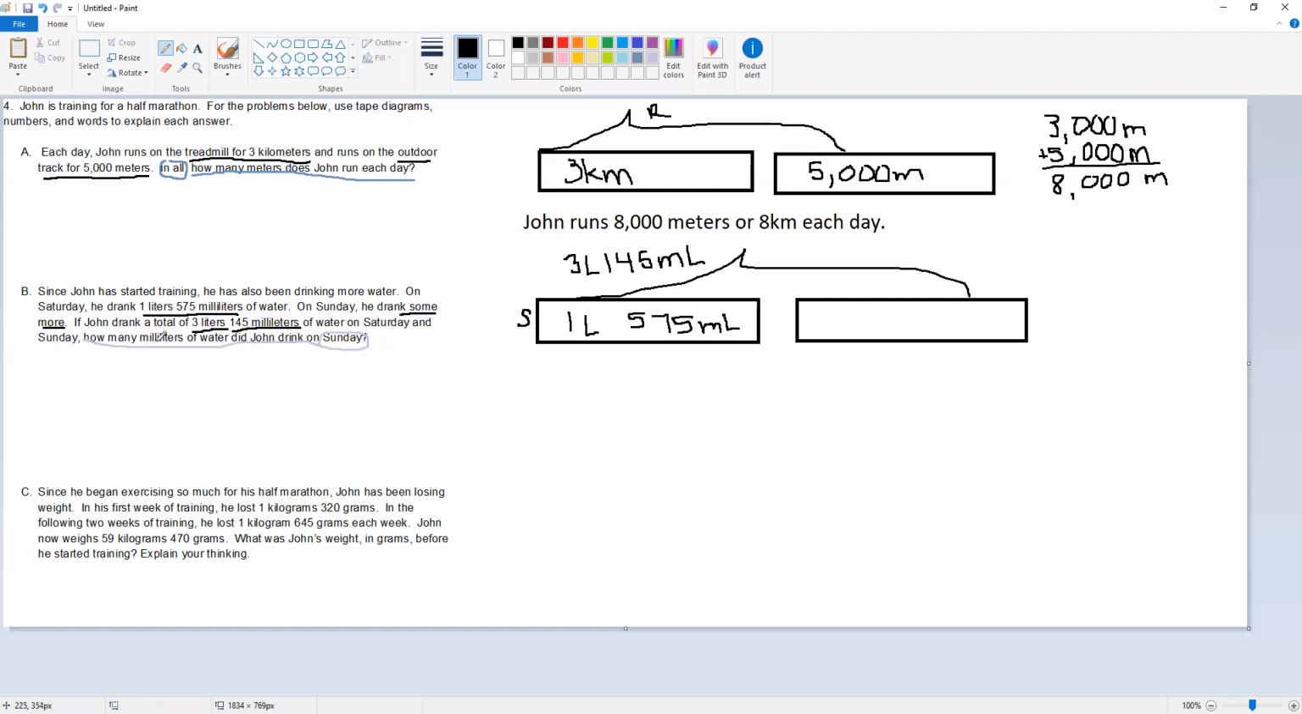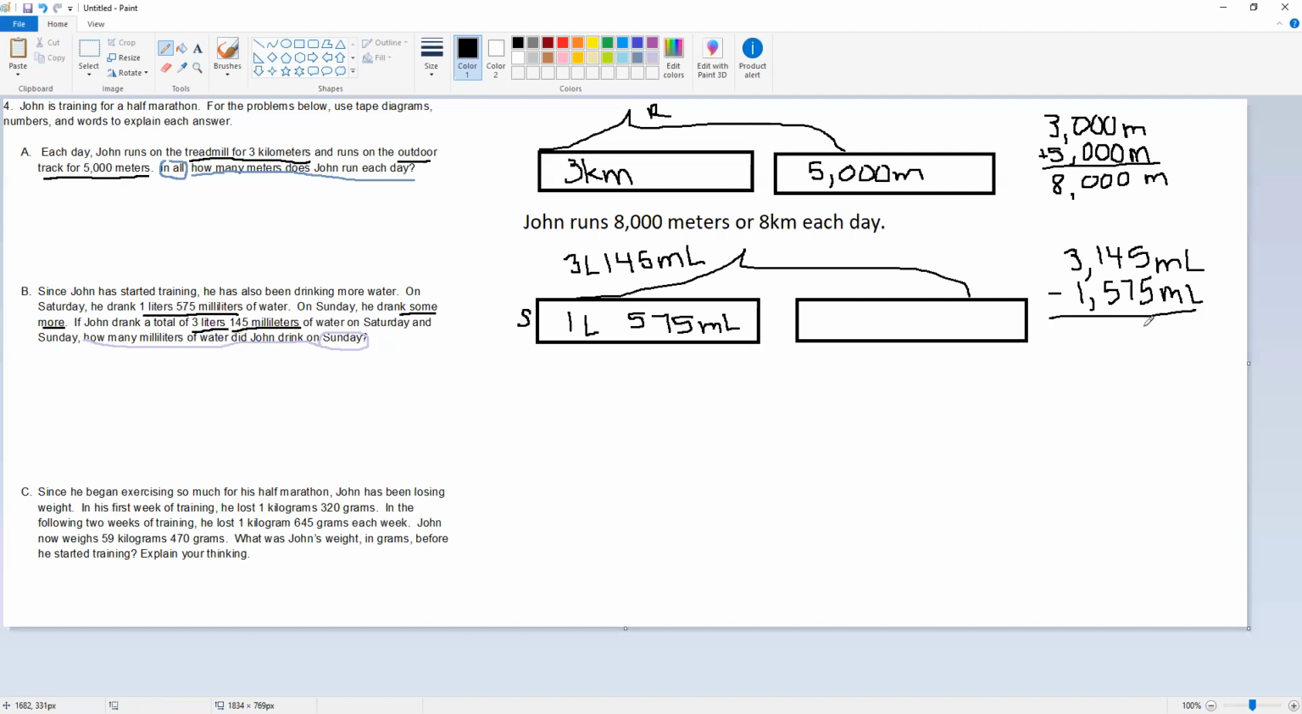So it says, how many milliliters of water did he drink on Sunday? Well, how are we going to figure that out? We know the total, 3 liters, 145 milliliters. So let's convert that to milliliters. So it's going to be 3,145 milliliters. That's our total. And we're still trying to figure out right here, but we know this information. So we're going to subtract, and we can change it into milliliters. 1,575 milliliters.